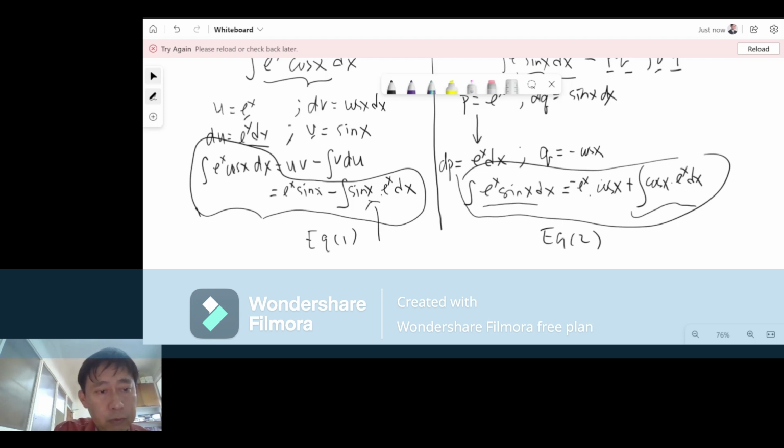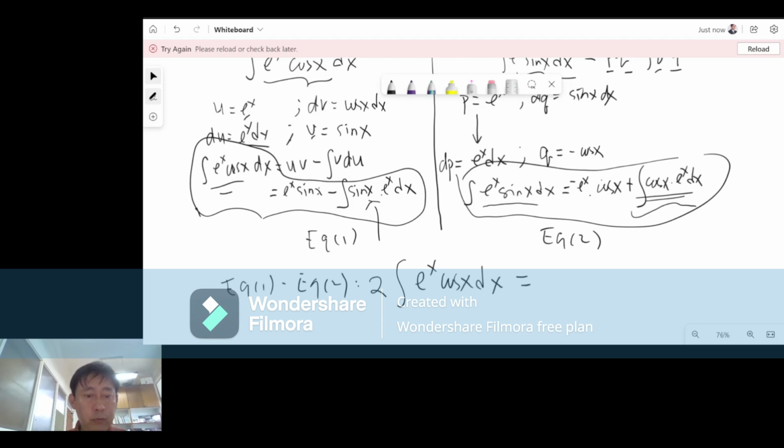Specifically, if you were to take equation 1 minus equation 2, here this term will minus the right hand side of this term. It will give you a factor of 2 e power x cos x dx. And the right hand side would be e power x times sin x minus this, which will end up to have a positive term, which is e power x cos x.